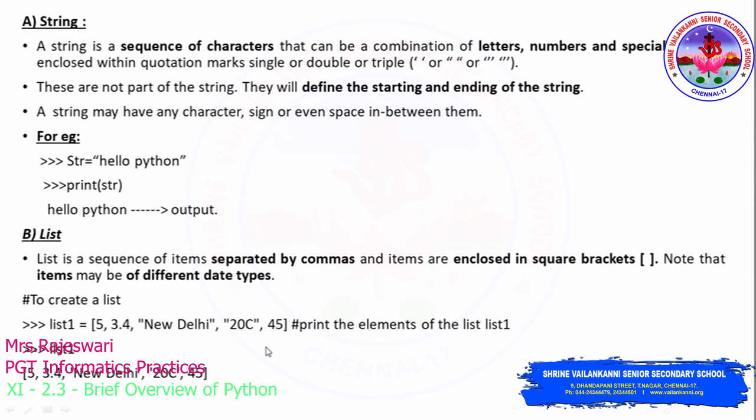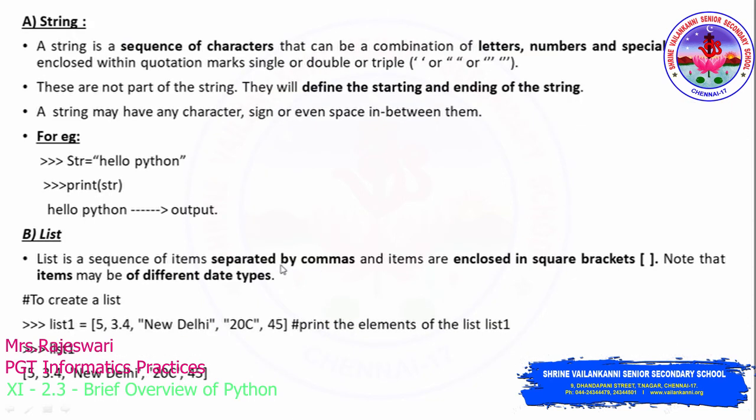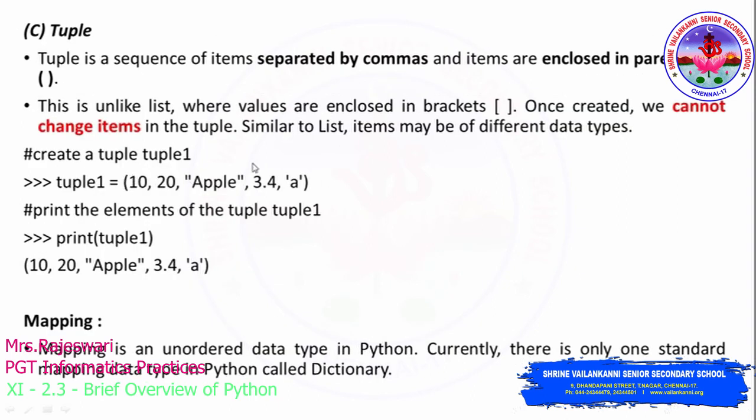Now we will discuss tuple. What is meant by a tuple? Tuple is also a sequence of items, much similar to your list. Here also you will separate all the values by commas, but in a list you enclose within square brackets, while in a tuple, you will enclose all the values within parentheses. That is the only difference between list and tuple. And one more difference is that the values which you create in a list can be changed in the future, but in a tuple, the values cannot be changed once you have created them.